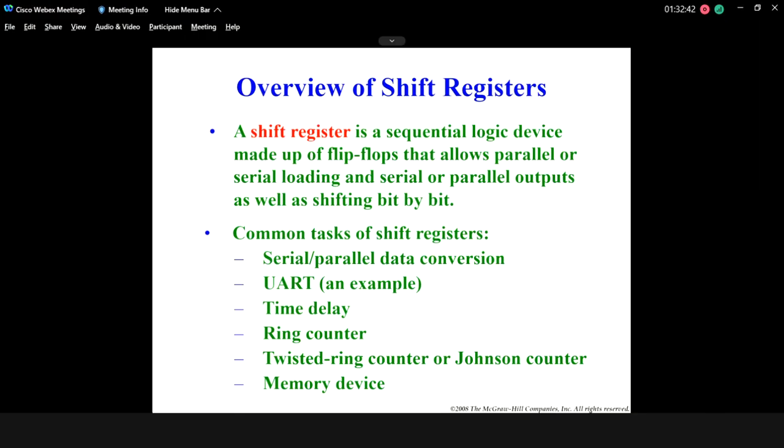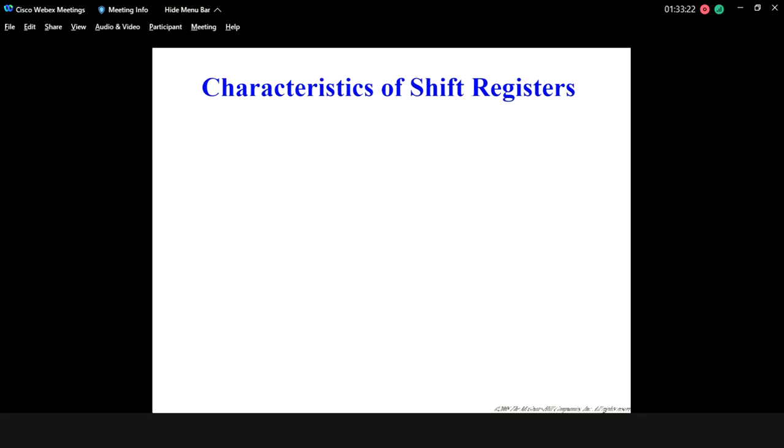Because we know a time tau is needed for the capacitor to charge up, we need that time delay to ensure all the signal charges up first before making another reading. So that is the process of a shift register. We can use the shift register as a time delay before reading the next signal. Also for ring counters, twisted ring counters or Johnson counters, and finally as a memory device.